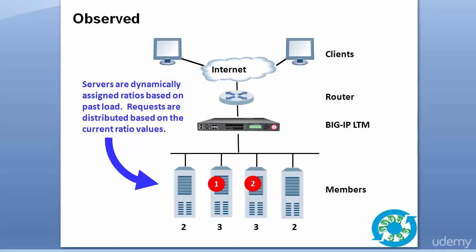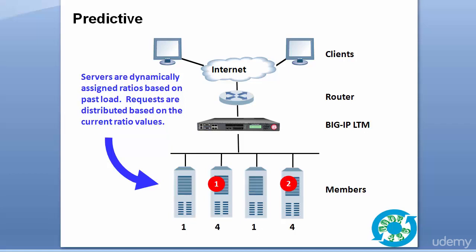The observed method distributes new connections to members based on system-assigned ratio values. The ratios are assigned based on the load on each member. The predictive method is similar to observed, but assigns more aggressive ratio values.